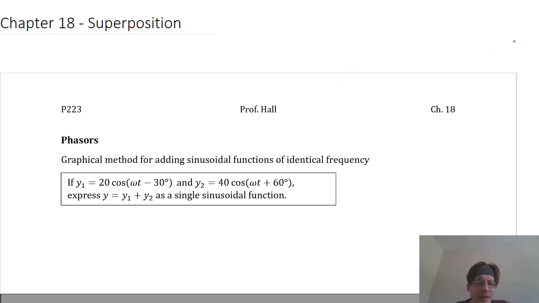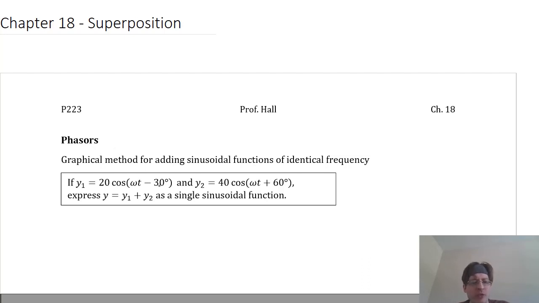The secret to adding the sinusoidal waves to each other is going to be to follow the phasor method, illustrated by some examples. So here I've got y1. It's a cosine graph, but shifted to the right with an initial phase angle of 30 degrees. And I'm adding it to another cosine graph, which is shifted to the left with a phase angle of 60 degrees. So I have to add them up.